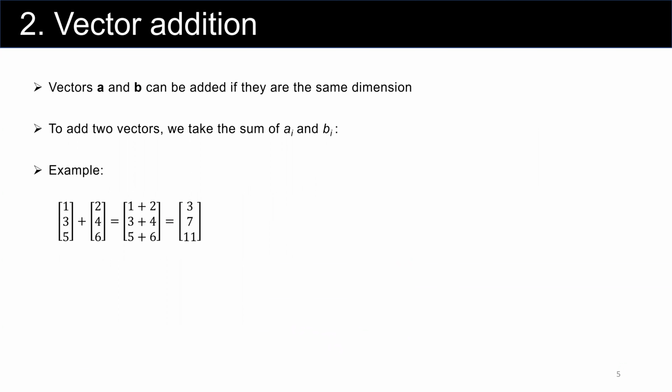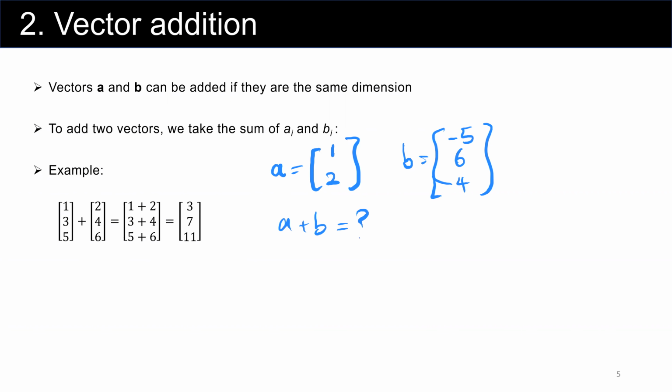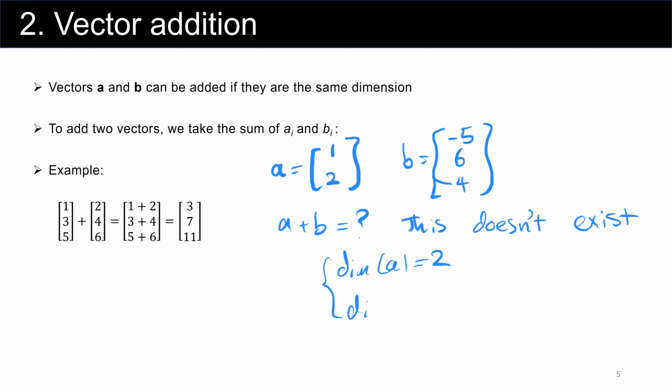Let me talk about one more example. Vector A is equal to 1, 2, and vector B is equal to -5, 6, 4. So what is the summation of A and B? The answer is that it doesn't exist. The reason is that the dimension of A is 2 and the dimension of B is 3. Since 3 is not equal to 2, we cannot find the addition of these two vectors.